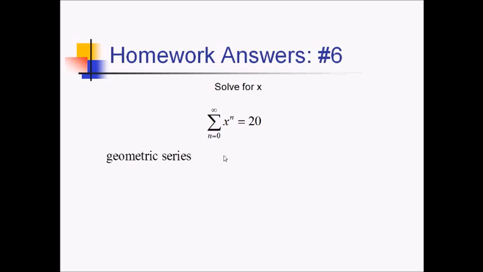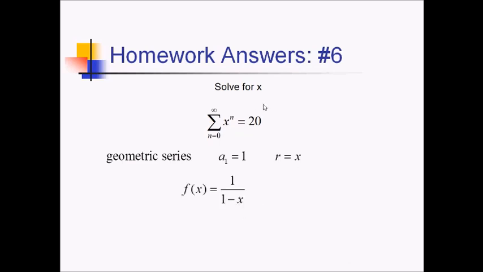So a1, that's going to be what you get when you plug your lower limit of summation, which is 0 in this case, in for n. x to the 0 is just 1, so that's our a1 value. For r, it's whatever is being multiplied by itself over and over again, so that's x in this case. So we can write our function then as 1 over 1 minus the ratio of x.